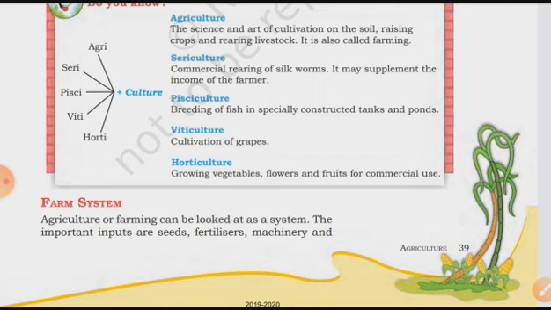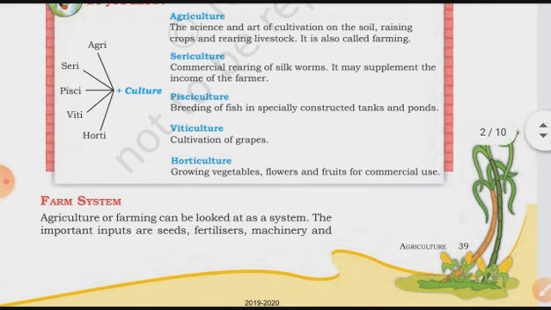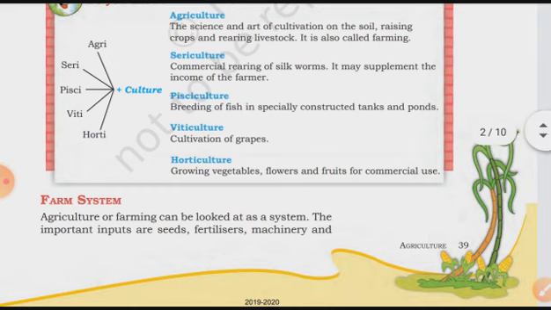Okay, raising the crops in the particular soil, and even rearing animals, is known as agriculture. Then they have given sericulture, the commercial rearing of silkworms, and it may supplement the income of the farmers. Sericulture means rearing of silkworms. Then pisciculture, breeding of fish in specially constructed tanks and ponds. If you construct tanks and ponds for breeding fishes, it is known as pisciculture.